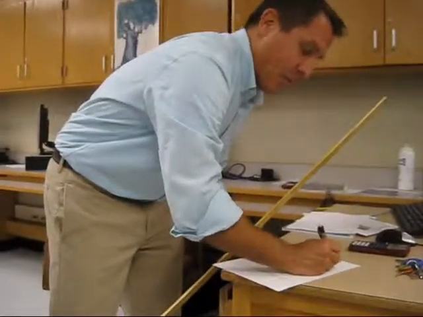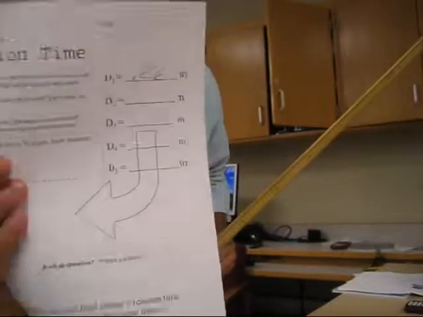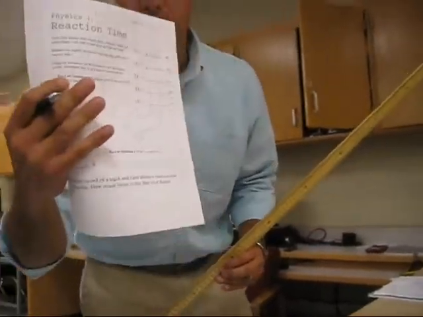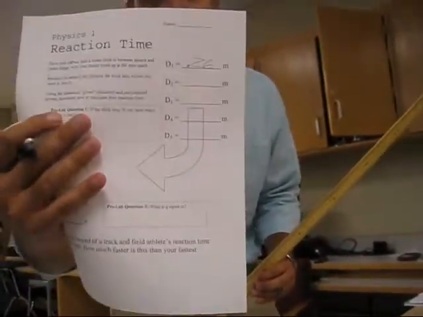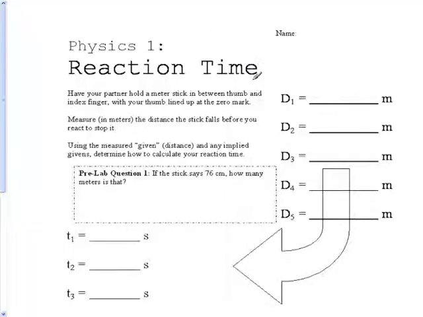I'm going to write 0.26 because I know I need to measure in meters. Okay? Then we'll do that 4 more times. Pause that. All right, so I just measured a distance of 0.26 meters was my displacement. Okay, so that's 0.26.